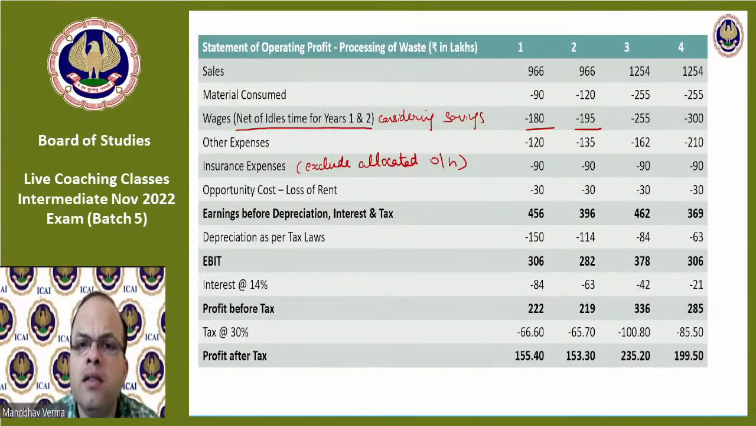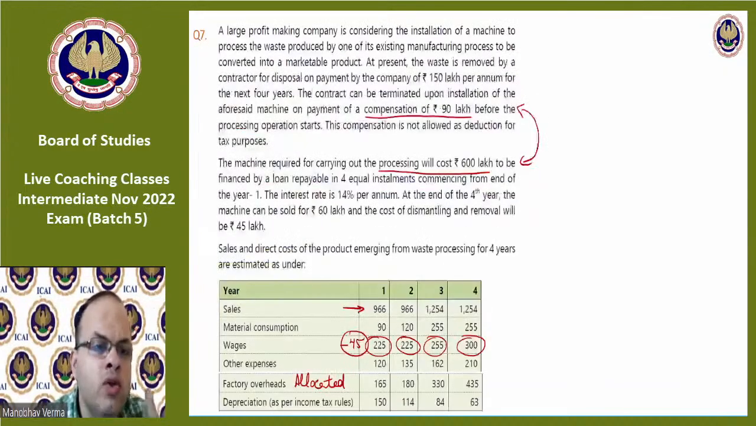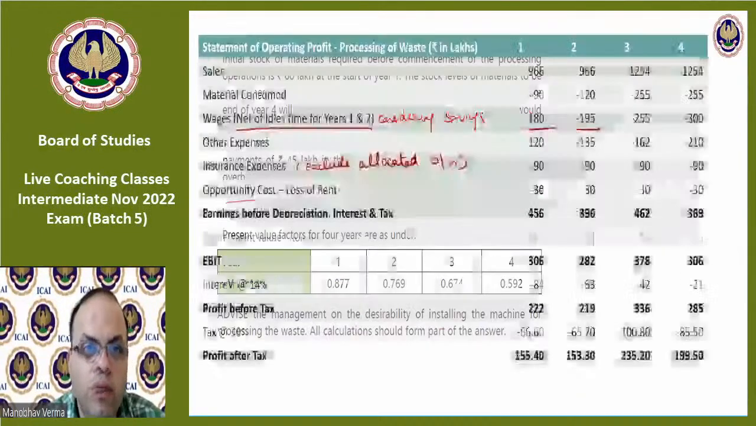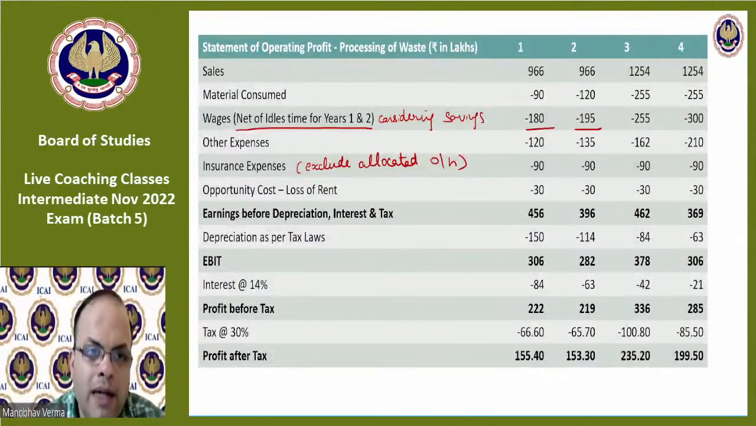Everyone with me, guys? Although there is no other information, don't worry about the depreciation as of now. We'll be talking about the depreciation as well. But you can see one line item, that is opportunity cost, loss of rent, the space that could have been given on the rent.